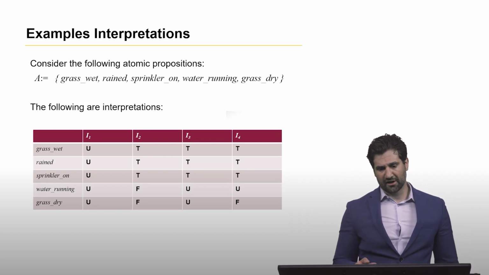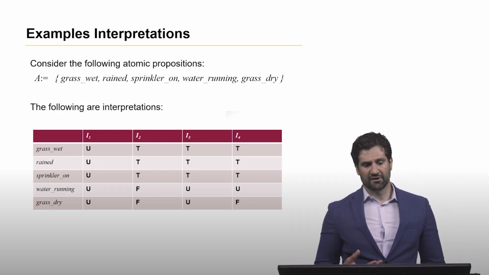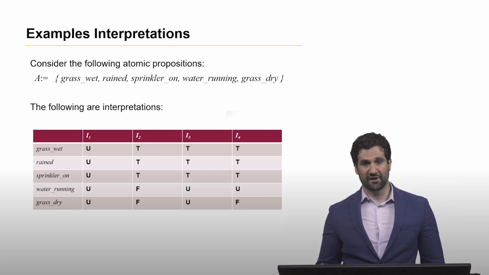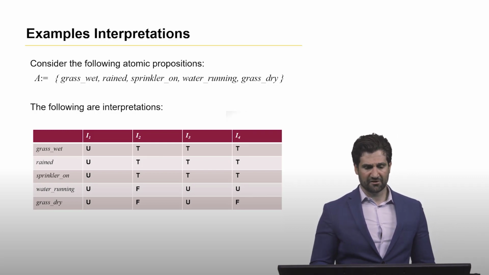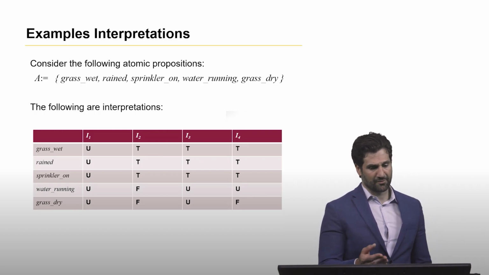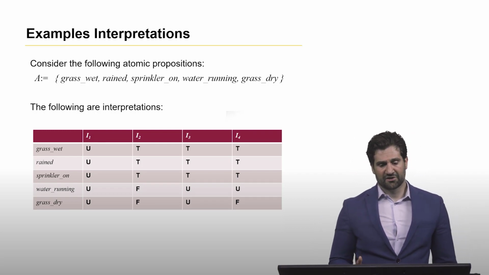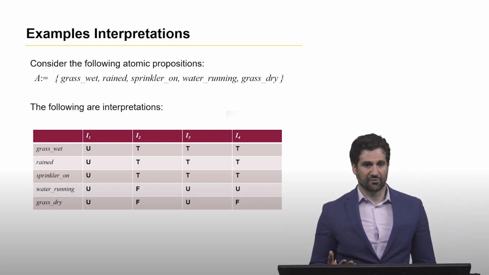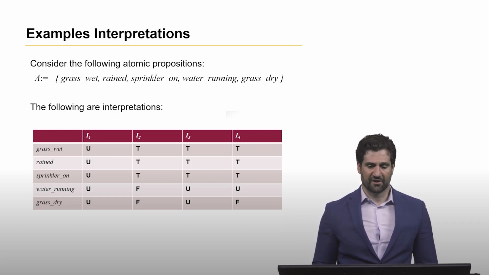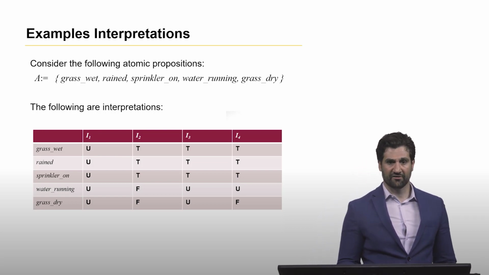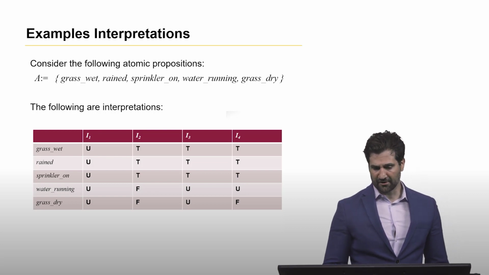So here's our little example. We have atoms of the grass being wet, the sprinkler being on, and here are just some example interpretations. Interpretation I1 says that everything is unknown. In I2, we have the grass is wet, it rained and the sprinkler is on, but the water is not running and the grass is not dry. And then we have, likewise with I3 and I4, various configurations of truth and knowledge.